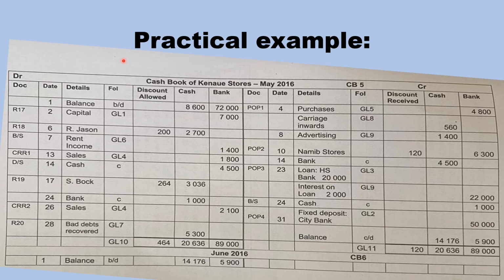So as you see, the amounts for sales, 1,800 and sales 2,100, in the ledger are written as bank, because these amounts were recorded in the bank column, and bad debt recovered is written as cash because the amount 5,300 was recorded in the cash column. These ones on the general ledger were all posted to the credit side because in the cash book they were recorded on the debit side.